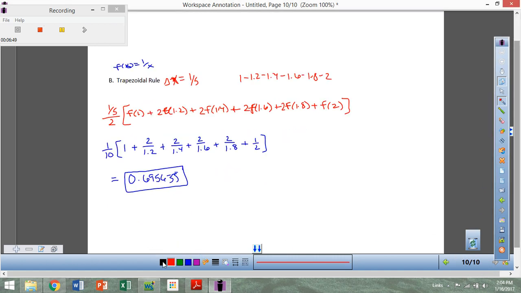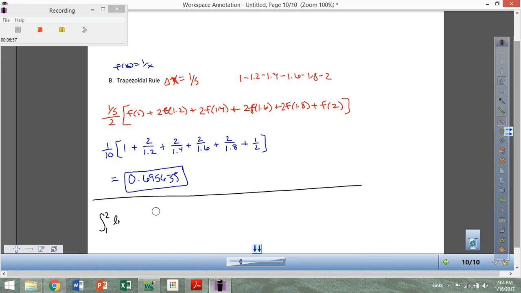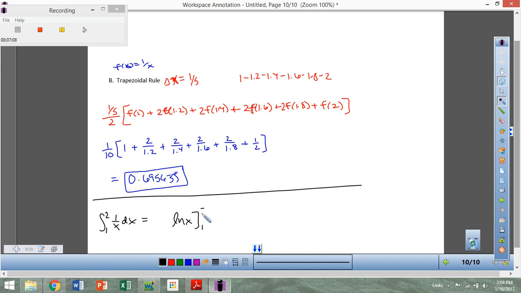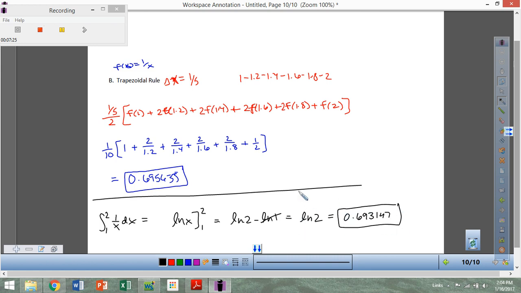If I were to actually evaluate the integral, so you don't need this, it's not part of the trapezoidal rule, but if I were to actually evaluate from 1 to 2, 1 over x dx, you should know the antiderivative of 1 over x is the natural log of x evaluated from 1 to 2, which is going to be the natural log of 2 minus the natural log of 1. Natural log of 1 is 0, so I just get simply the natural log of 2, and that is 0.693147.